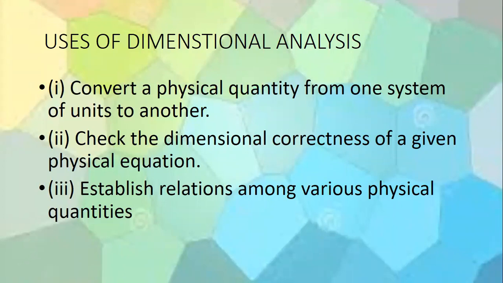You can convert a physical quantity from one system to another. There are various systems, that is CGS system, FPS system, MKS system, SI system, like that, various systems. So we can convert from CGS system to SI system, or from SI system to FPS system. Like that, you can convert a physical quantity from one system of unit to another system of unit.